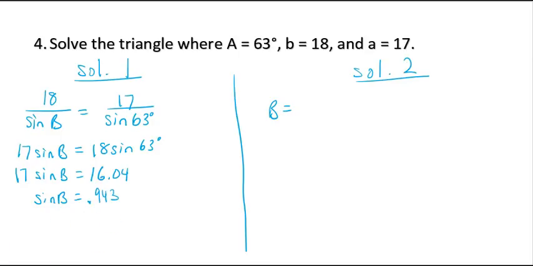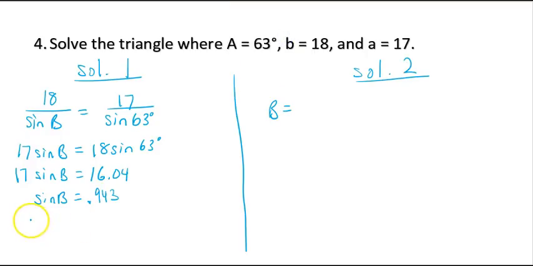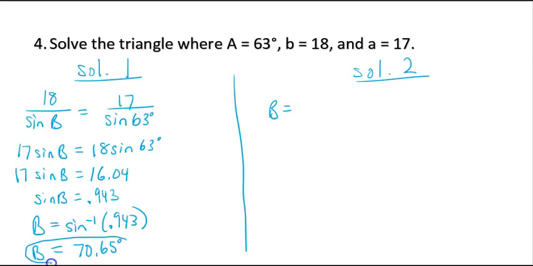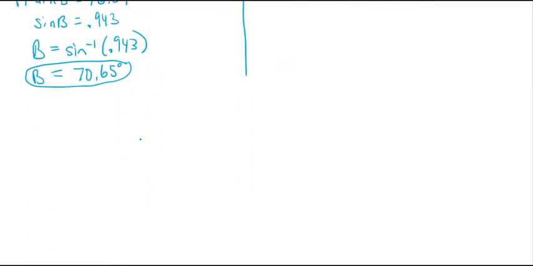Okay, sorry. I am missing angle B, so I have to do B equals the sine inverse of 0.943, and that will give me an angle B that is about 70.65 degrees. And so there is my angle B for my solution 1. Let me roll down and do some more of solution 1. I still have not found angle C or side C.